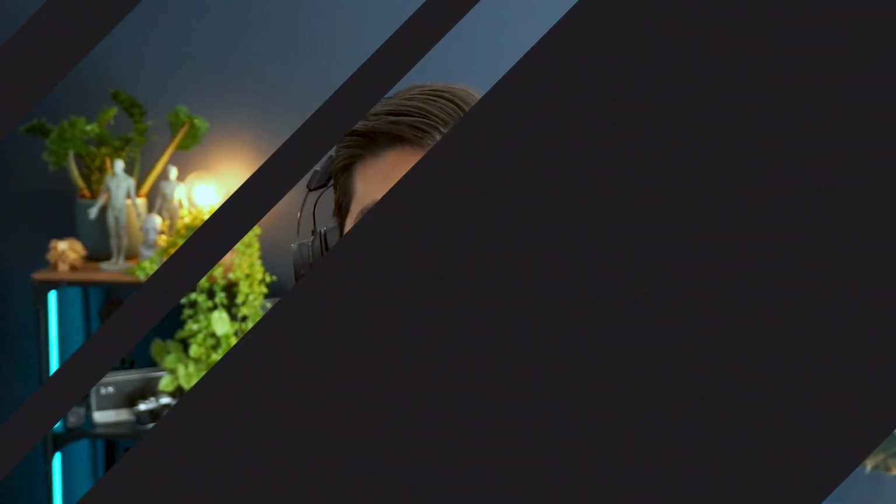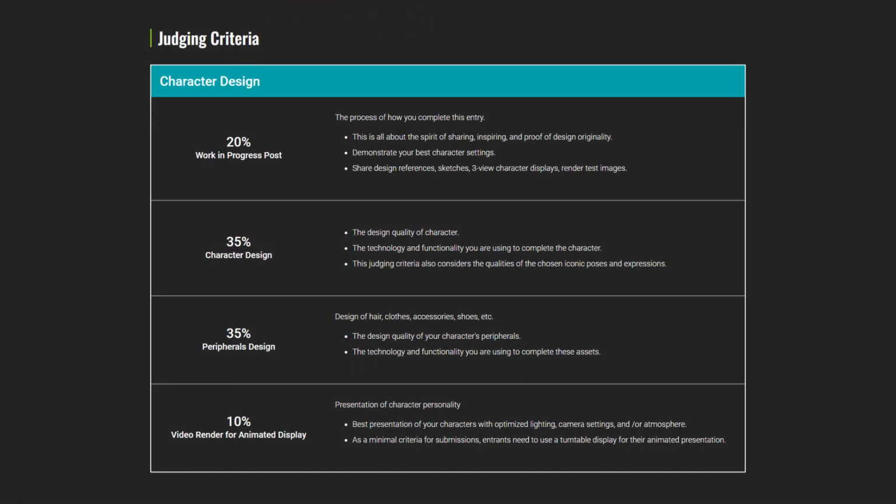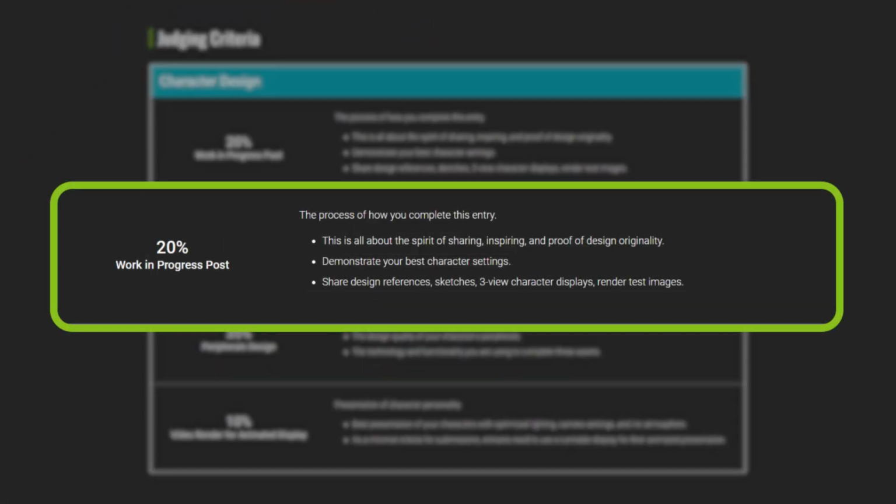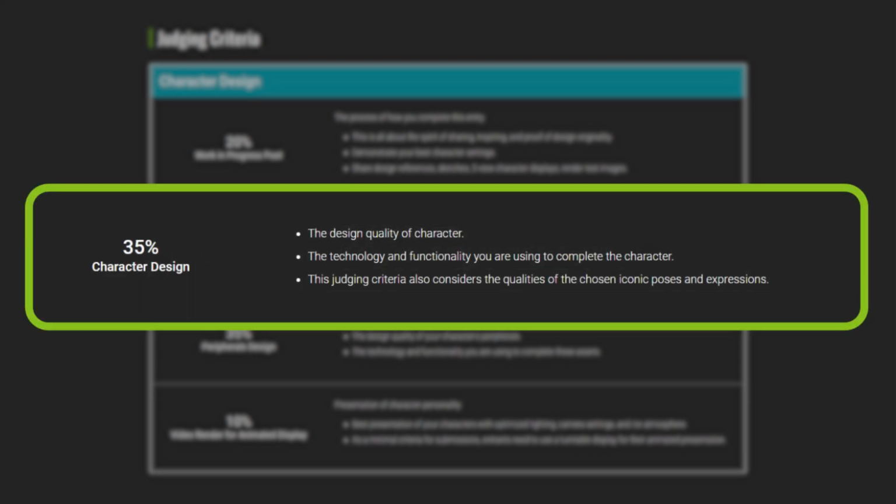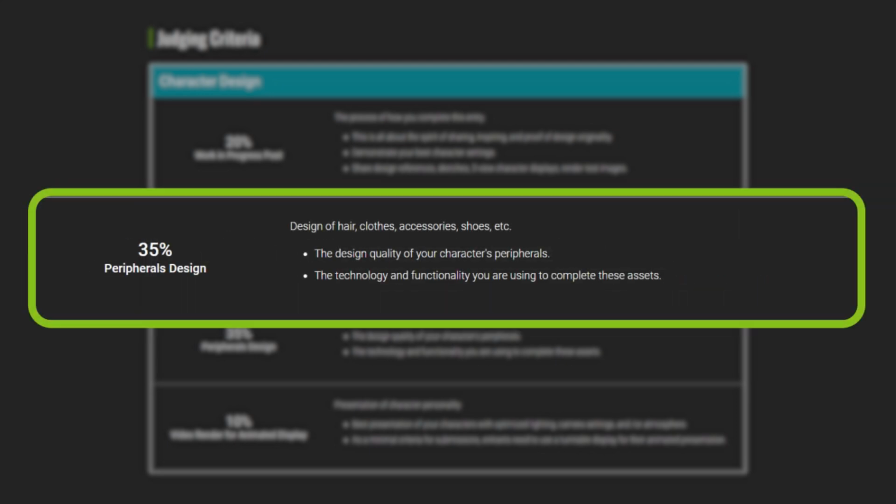Now, since I'm also a judge for this contest, I thought I'd give you a quick rundown of the type of things that I'm looking for when selecting the winners for the contest. So there are 4 very important things for this contest to keep in mind. The first one is sharing your progress. The second one is obviously the actual design of your character. The third one is the peripherals or the accessories of your design.